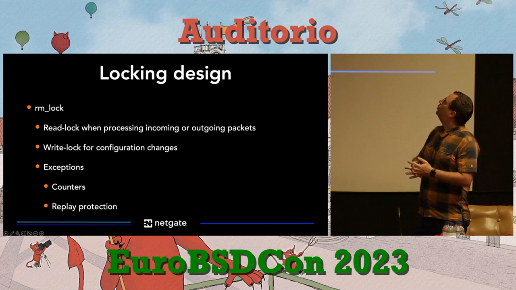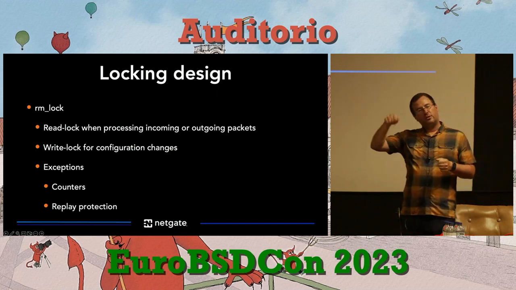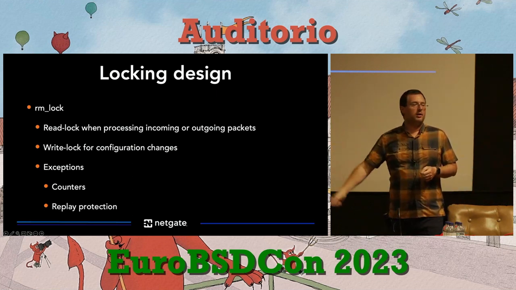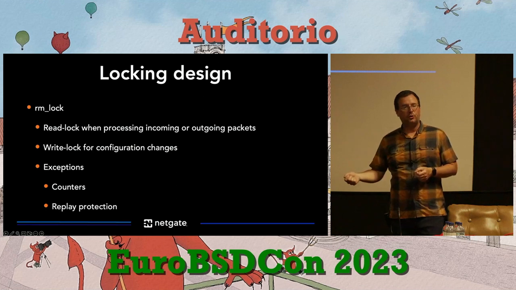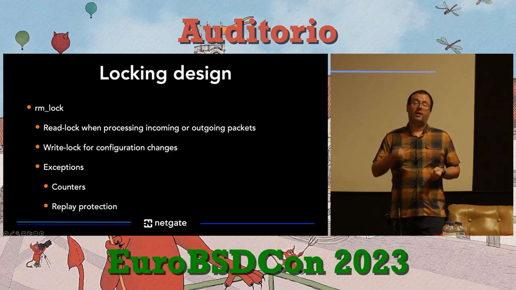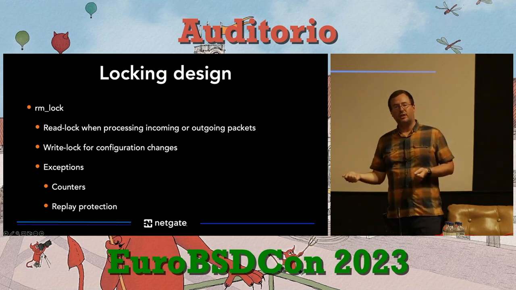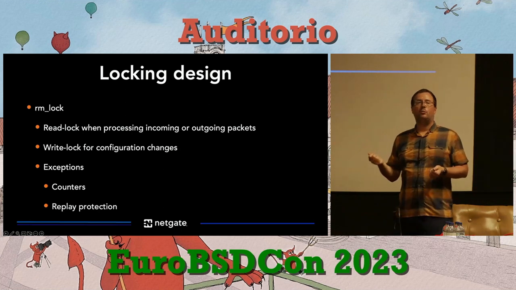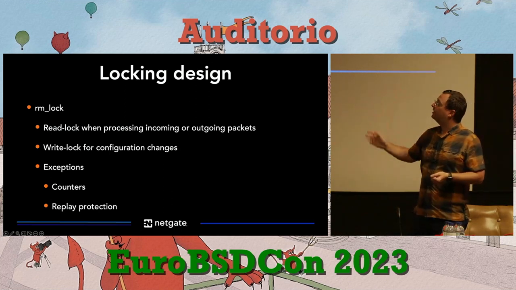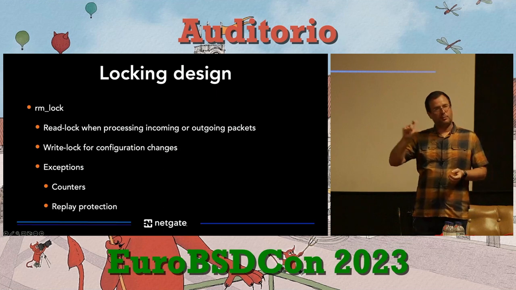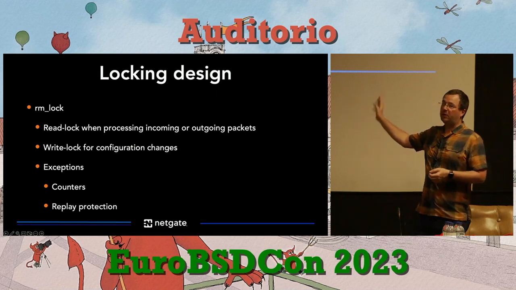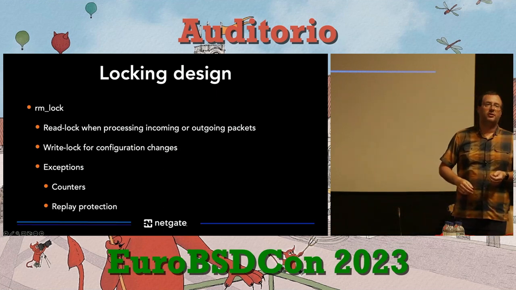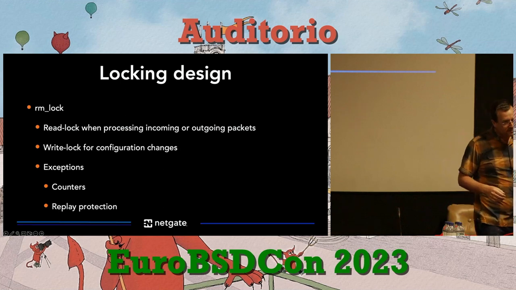There's another issue. The OpenVPN protocol contains a packet ID, a sequence number, and there is replay protection in the protocol. You need to keep track of whether you have seen this ID or not. That is a lot more difficult to do in this setup. So there's a separate mutex for this, and the replay protection is disabled by default to make things nice and fast.